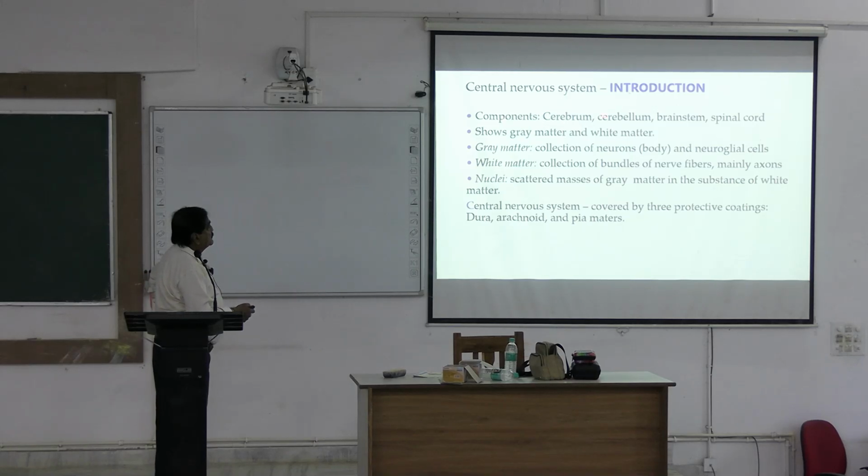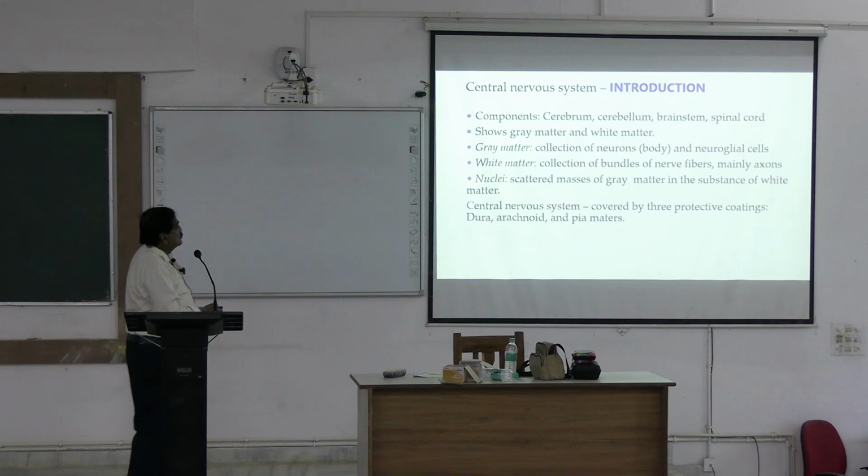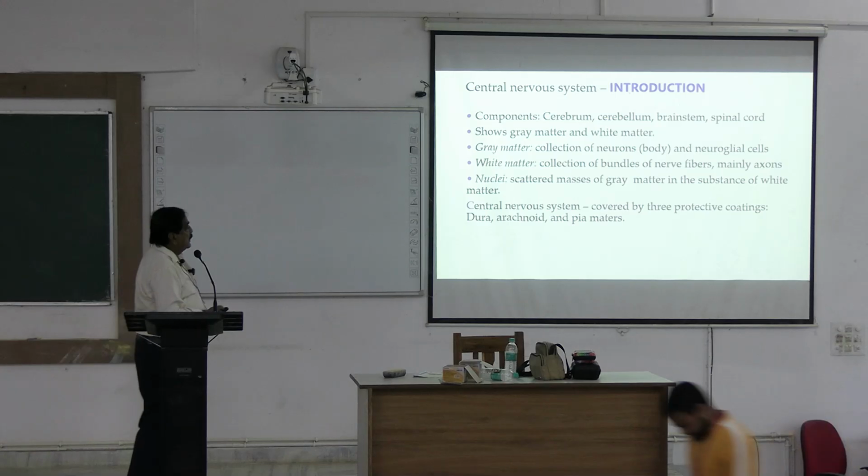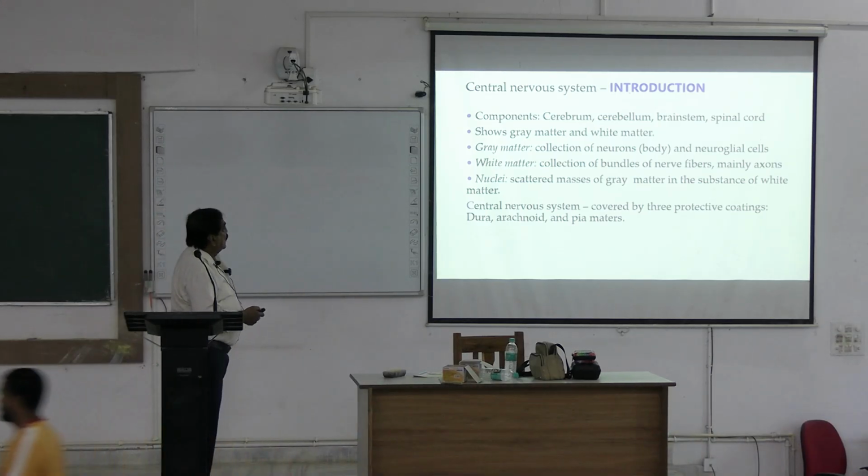Components: cerebrum, cerebellum, brainstem, spinal cord. Shows grey matter and white matter. Grey matter: collection of neurons, body and neuroglial cells. White matter: collection of bundles of nerve fibers, mainly axons.